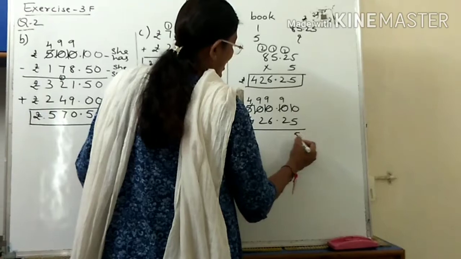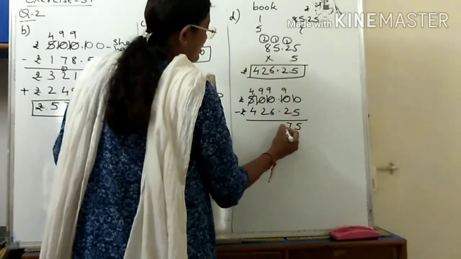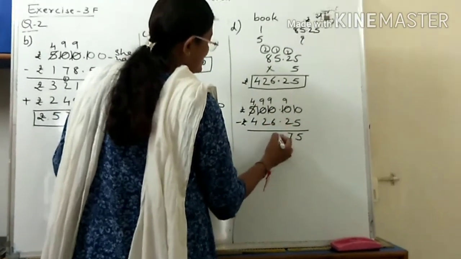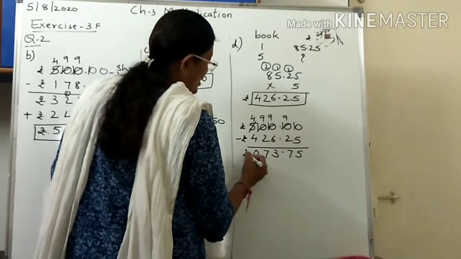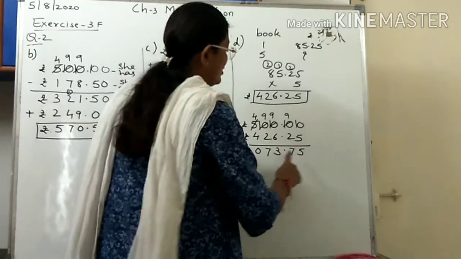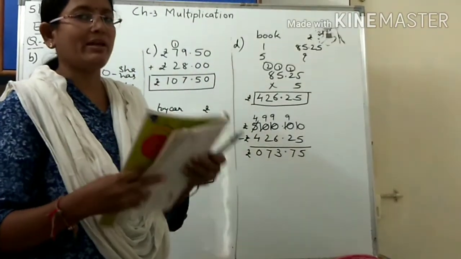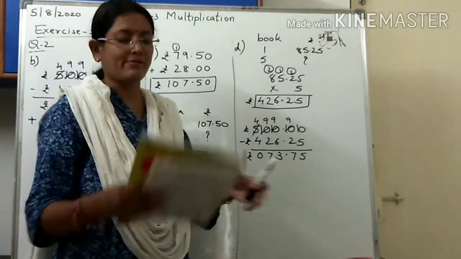10 minus 5, 5. 9 minus 2, 7. Keep the point as it is. 9 minus 6, 3. 9 minus 2, 7. And 4 minus 4, 0. So yeah, answer is rupees 73.75. Vimal will get back rupees 73.75.